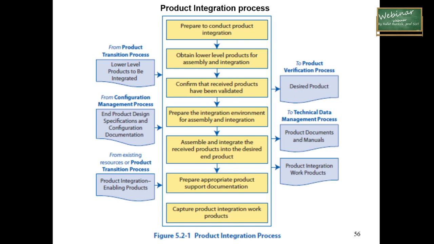So we have to consider all that important information. I should have the end product design specification and configuration documentation when I can find the information needed at this stage. And when I've got it, I am able to go into the next step, which is assembly and integrate the received product into the desired end product according to the desired product verification process.